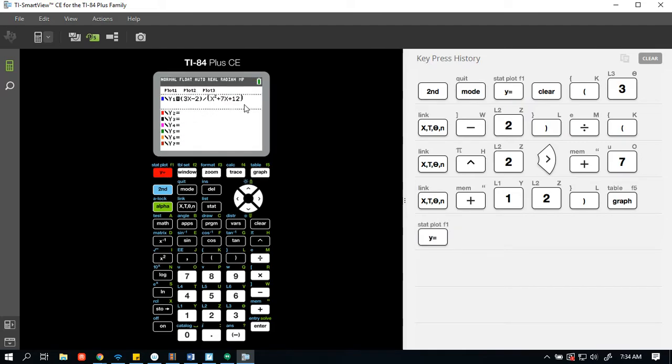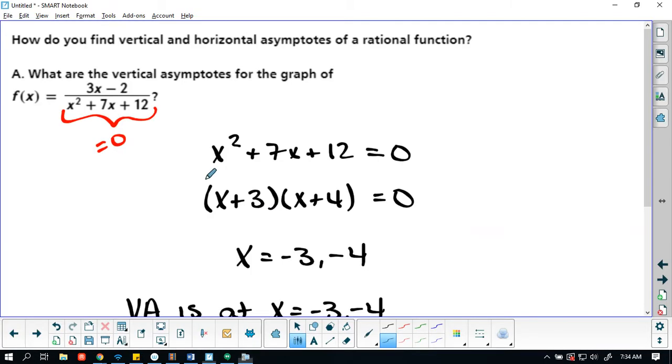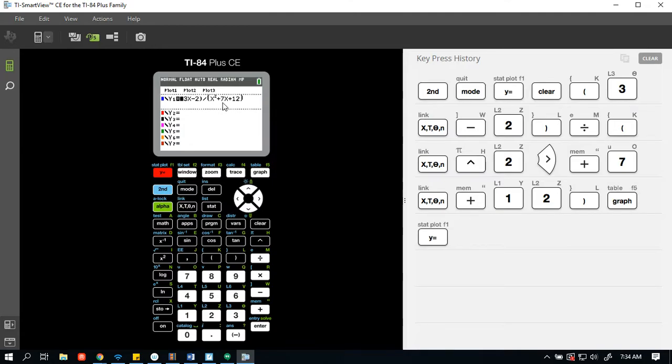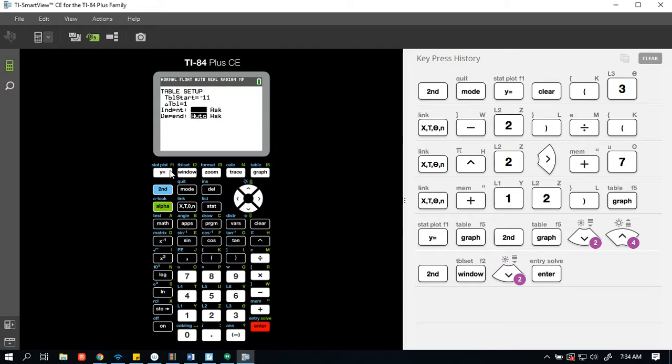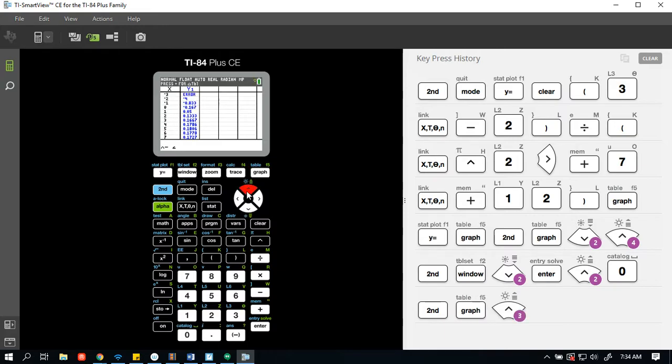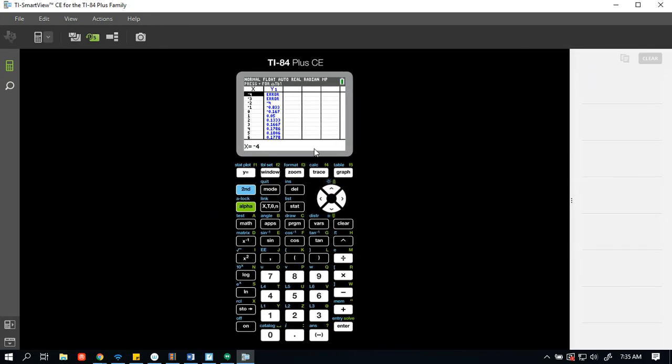Let me make sure I have everything in there correctly: x squared plus 3x minus 2 over x squared plus 7x plus 12. All right, so it looks like we have an asymptote here and here. Let me go to the table setup. Sorry, I have my calculator still on ask instead of auto. Let's start at 0, and my table is going to grow by 1. Let's go here to negative 3 and negative 4. And notice that at negative 3 and negative 4, I get an error, and that error is saying that it's undefined. So already I can tell you that we do have asymptotes at negative 3 and negative 4.